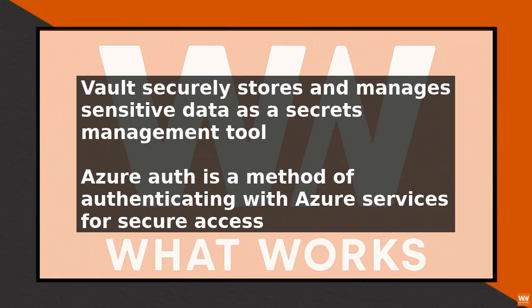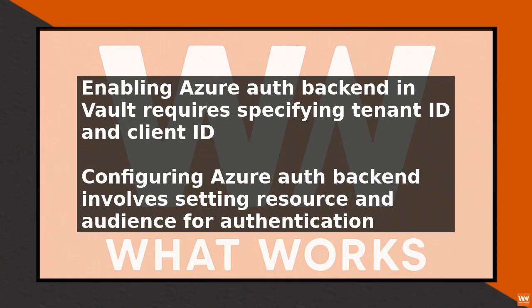Vault is a secrets management tool that securely stores and manages sensitive data, while Azure Auth is a method of authenticating with Azure services. To secure Vault Azure Auth, you need to configure the Azure Auth backend in Vault. Start by enabling the Azure Auth backend in Vault. This is done by running a command that enables the backend and specifies the Azure Tenant ID and Client ID.